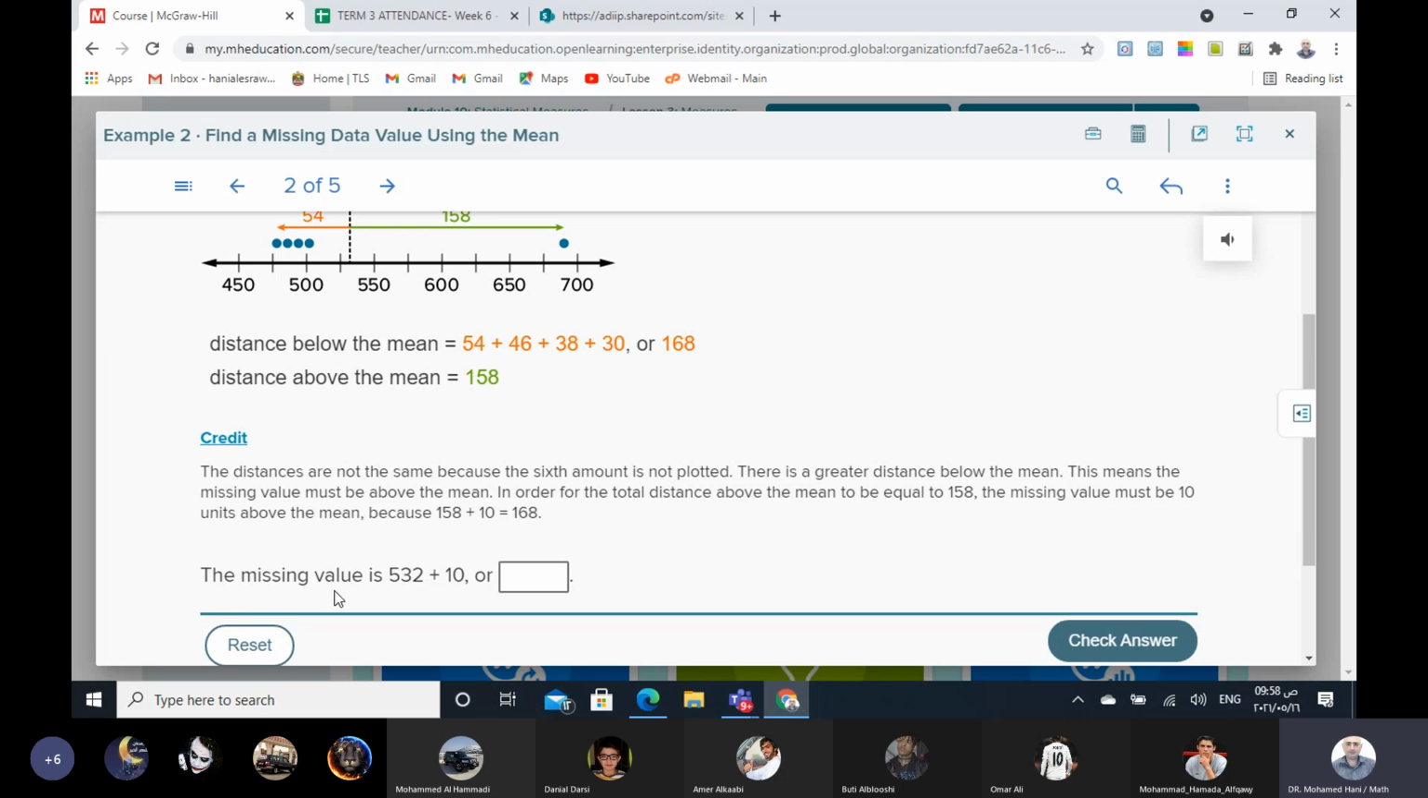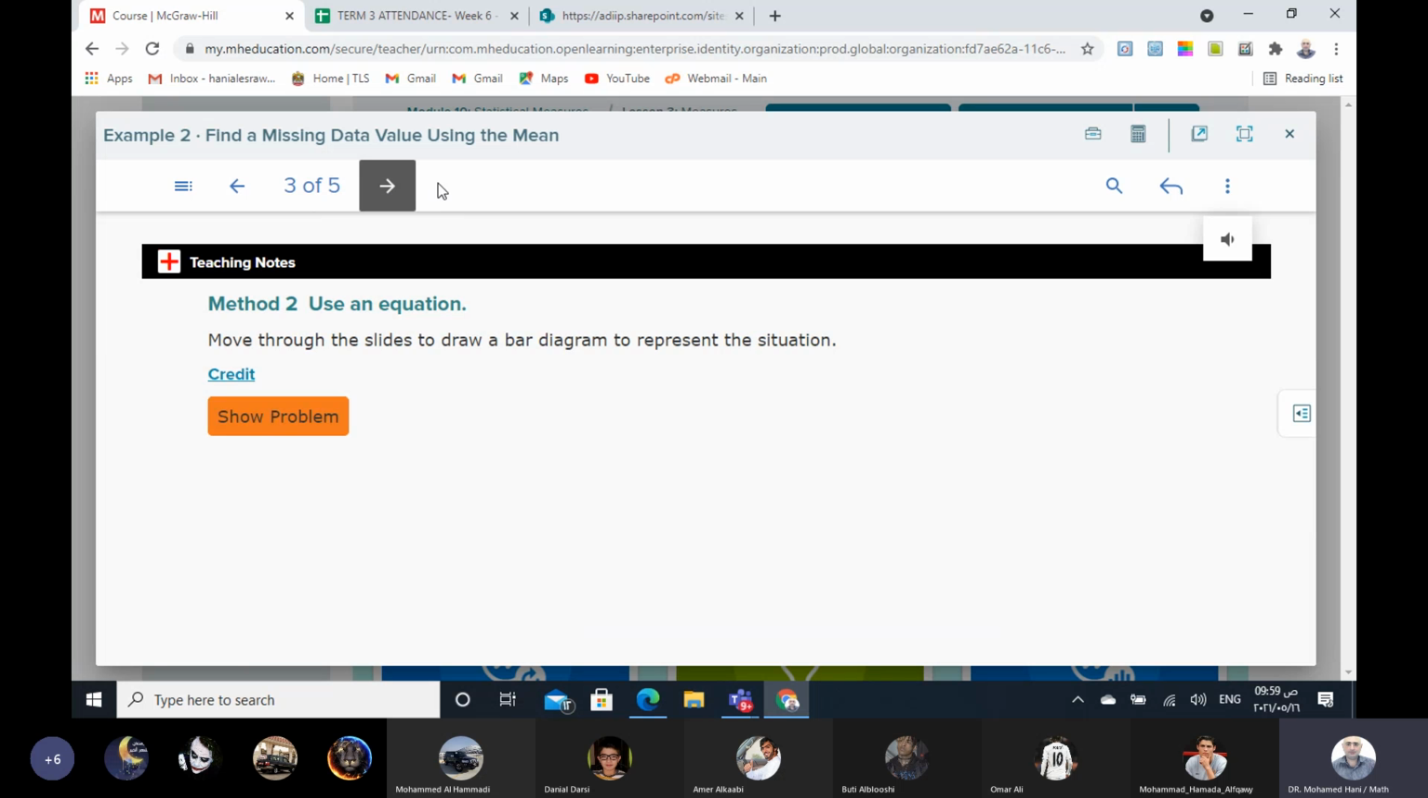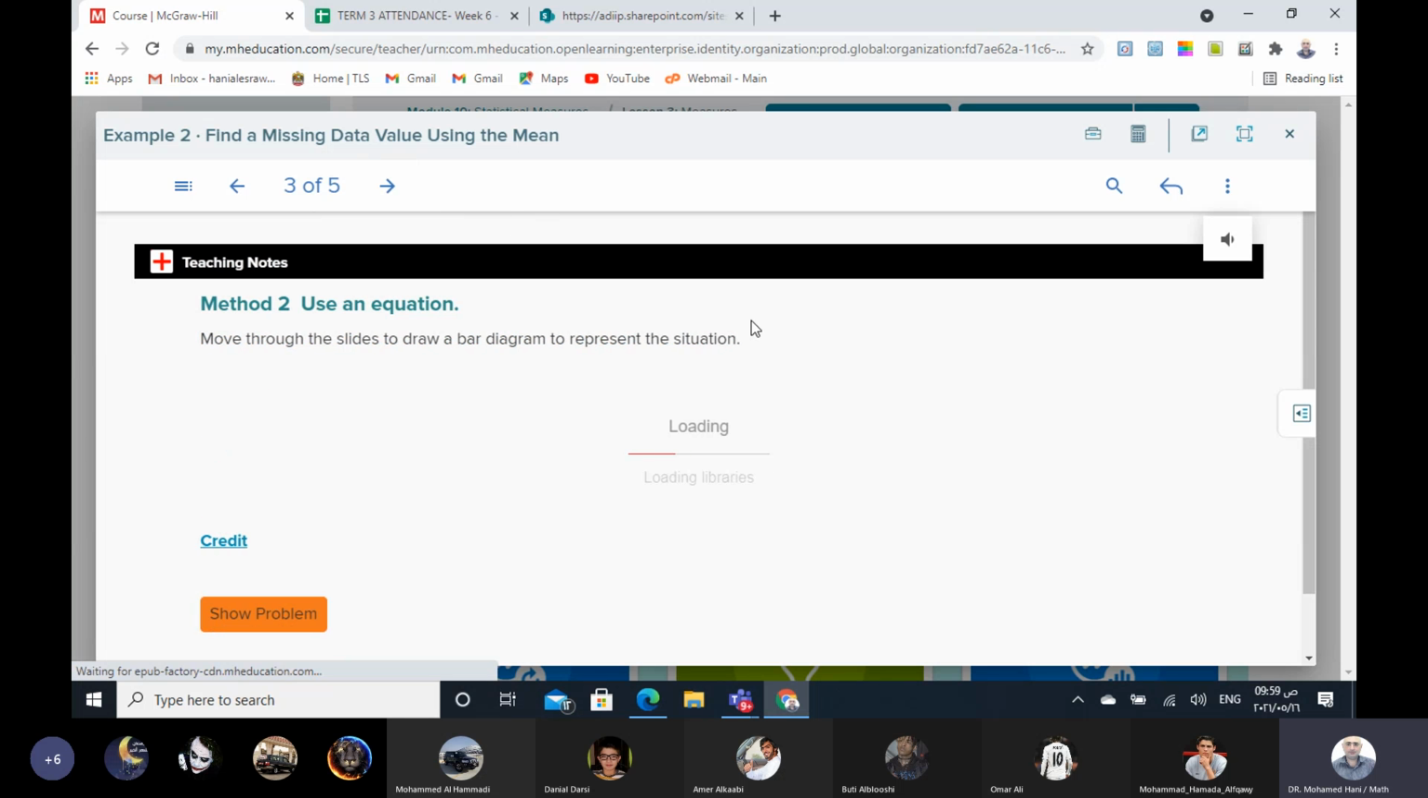So here, the missing value is 532 plus 10. Where is this 10 from? This 10 is the subtraction between them: 168 minus 158 is 10. Then take the mean, add the 10, so the answer will be 542. This is the first method, or we can use the second method. It's up to you. Using the equation.